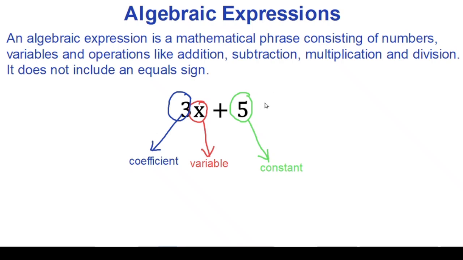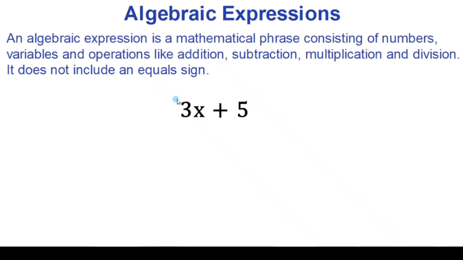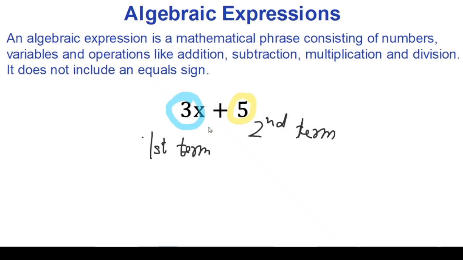See here we do not have an equal to sign. If there was an equal to sign, then we would call this an equation, but here we do not have an equal to sign. So in this algebraic expression there are two terms. This 3x is the first term and the 5 is the second term. So here there are two terms.